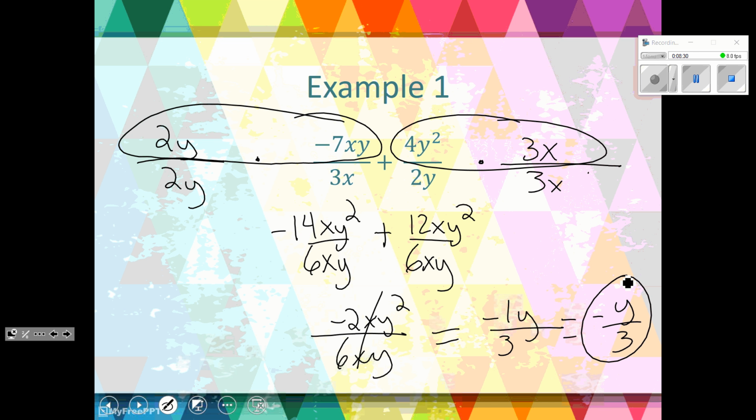Because when you multiply y times y, you get y squared. Because when you multiply, that's what I'm doing. I'm timesing to get the numerator. You multiply.